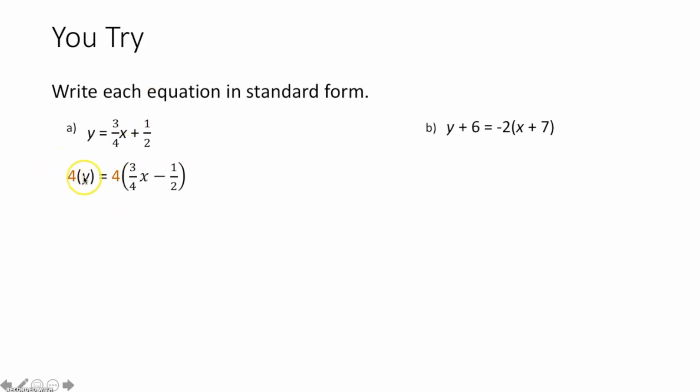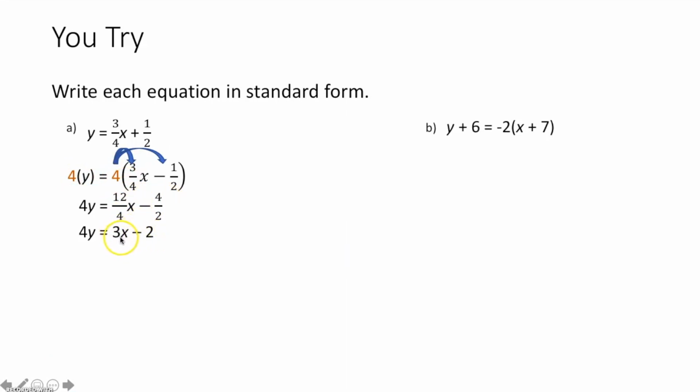That way, 4 times y gives me 4y. 4, I then distribute to the 3/4 and to the negative 1/2. And I end up getting, when I multiply 4 times 3/4, remember 4 is the same thing as 4 over 1. So I multiply 4 times 3, I get 12. 1 times 4 gives me 4. Over here, 4 times 1 gives me 4, and 1 times 2 gives me 2. Now I can simplify these fractions. What's 12 over 4? That's 3. And what's 4 over 2? That's 2. So you see why I multiply by the least common denominator, because it gets rid of all the fractions. Now I have integers.